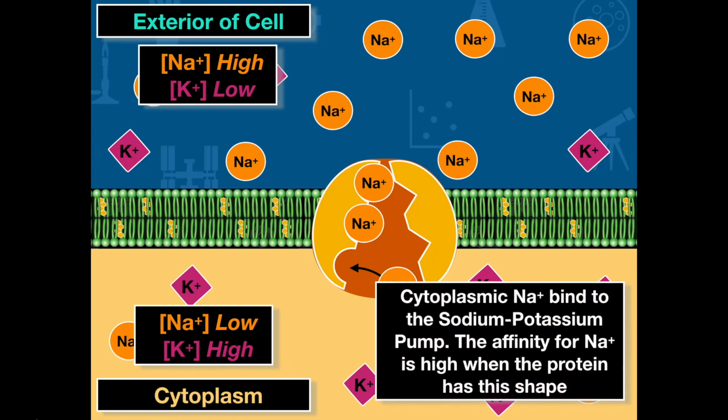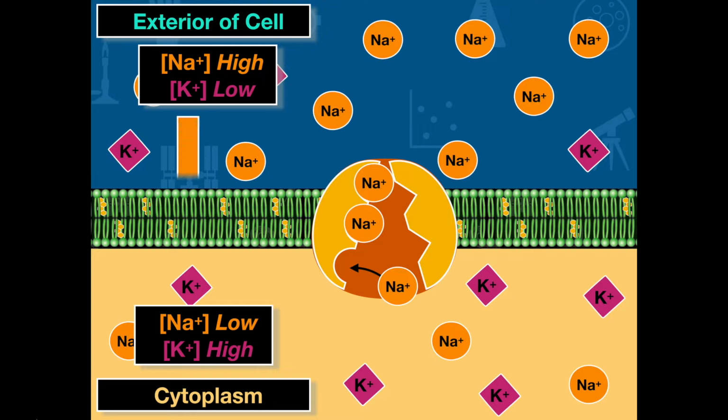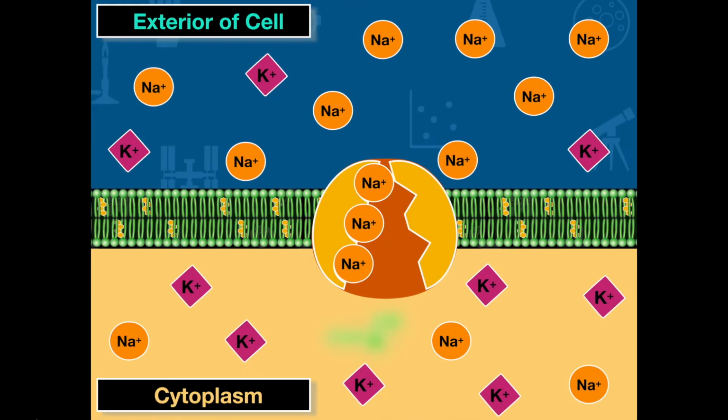Now, cytoplasmic sodium is going to bind to the sodium-potassium pump. When it's tilted open on the cytoplasmic side, the affinity for sodium to bind to it is really high. Now, the concentration normally wants to flow this way, but as the cell, we're trying to pump them against the concentration gradient. Remember, the sodium wants to flow down, the potassium wants to flow up, but we're trying to build sodium on the top and potassium on the bottom, so we're going against the concentration gradient. Because of that, we're going to have to put in ATP. It's going to require energy for us to pump sodium up and potassium down.